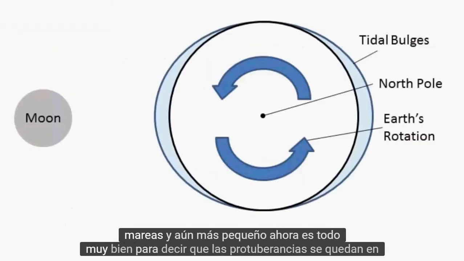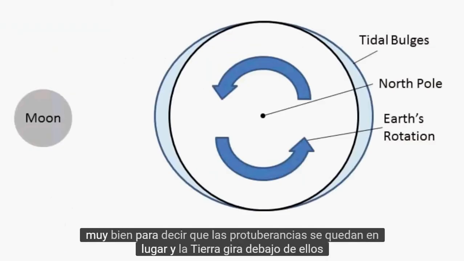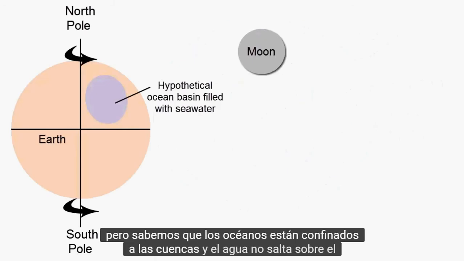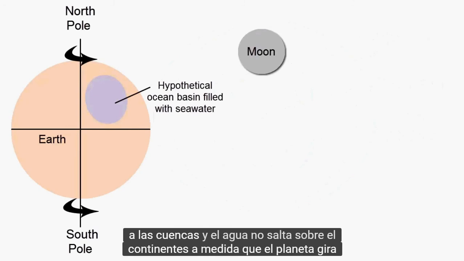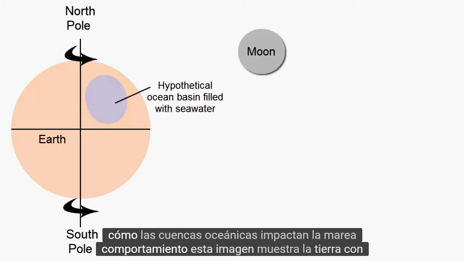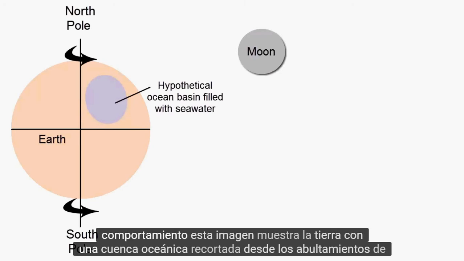Now, it's all very well to say that the bulges stay in place and the Earth rotates under them, but we know that the oceans are confined to basins, and water doesn't hop over the continents as the planet rotates. How do ocean basins impact tidal behavior? This image shows the Earth with a cut-out ocean basin.